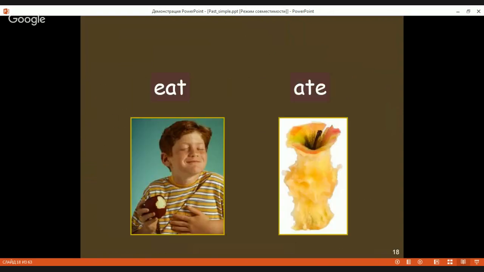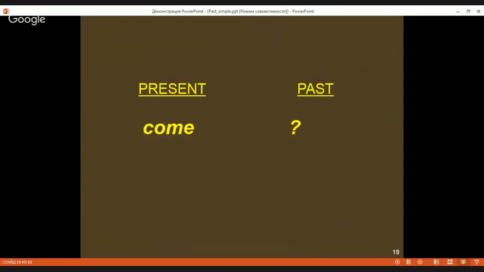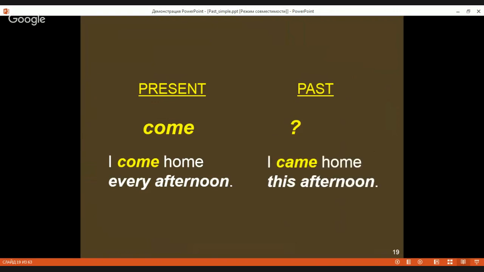Let's move on. And now, as you can see, our favorite irregular verbs. Eat, ate, eaten. Let's have a look at them. Well, first, we have a little task for you. Let's try to remember the past form of the verb to come. So, I come home every afternoon. The past form is came. I came home this afternoon.